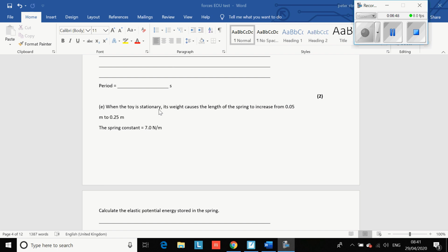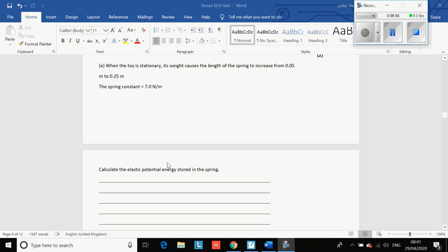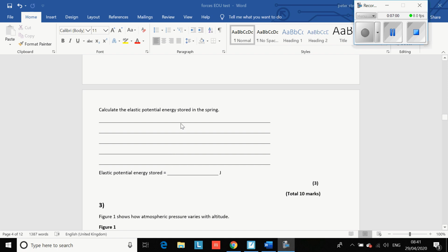Okay, so when the toy is stationary, its weight causes the length of the spring to increase from 0.05 meters to 0.25 meters. The spring constant is 7. Calculate the elastic potential energy stored in the spring. Now, elastic potential energy, hopefully you remember the equation for this, is half ke squared. Half times the spring constant times the extension squared.